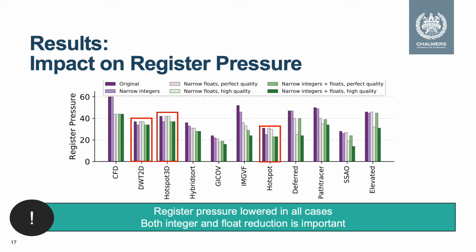In summary, both of these parts are important to reach a significant reduction in register pressure. And that is true for both of the quality thresholds.